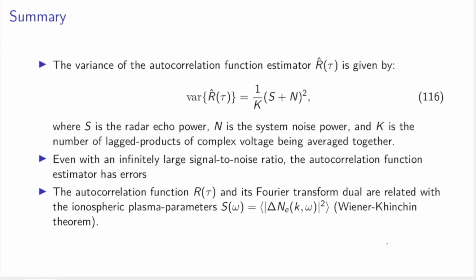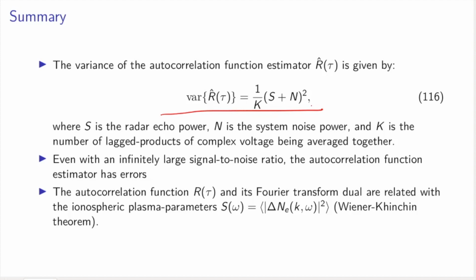The variance of the autocorrelation function estimator, r hat tau, for the case where we have receiver noise is given in equation 116. The autocorrelation function estimate is what we use to fit ionospheric plasma parameters. Therefore, estimation errors of this autocorrelation function will be reflected as errors in our plasma parameter estimates. Even with an infinitely large signal-to-noise ratio, the autocorrelation function estimator has errors when using a finite number of measurements.